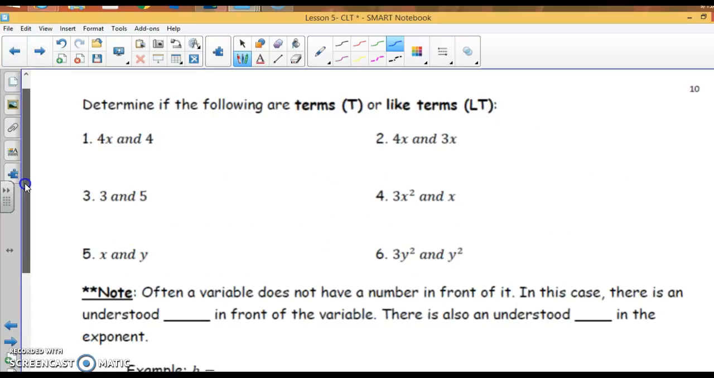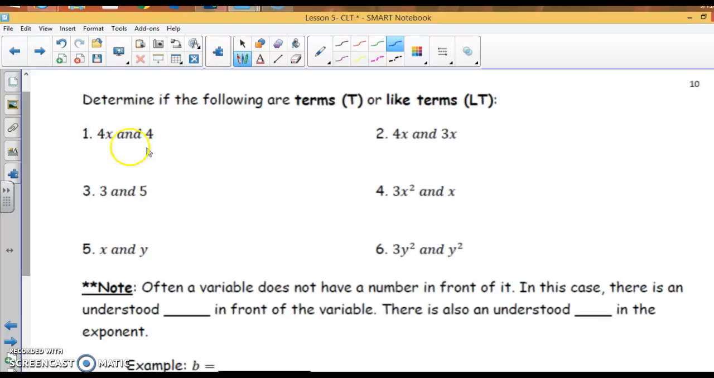Now, let's look at these. Are these terms or like terms? They are terms because this has an x and this does not have an x. 3x and 4x, those are what we call like terms because they both have a variable and it's exactly the same power. 3 and 5 are both constants. They are like terms. There's no variable. 3x squared and x, these are just terms because this is an x squared and this is an x. They are not the same. X and y are just terms. They're not the same. 3y squared and y squared, those are like terms because they both have a variable with the same power.